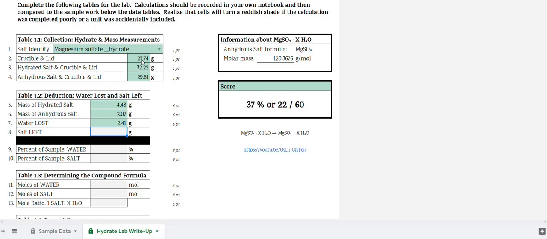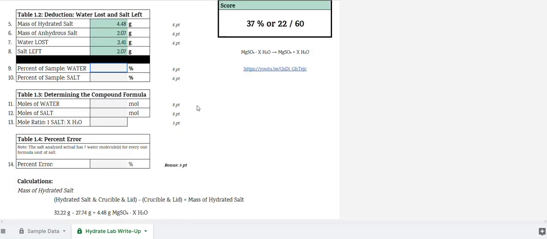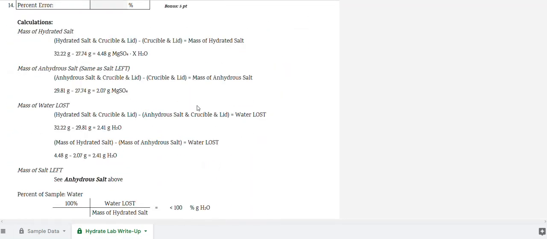Now, in case people don't know what anhydrous means, I've gone ahead and provided you with number 8, which currently is not worth any points because it's identical to number 6. We're going to worry about percent composition later. We'll also worry about our mole ratio later. But I want to show you that all of that work is available to you and shown down here in the calculations.